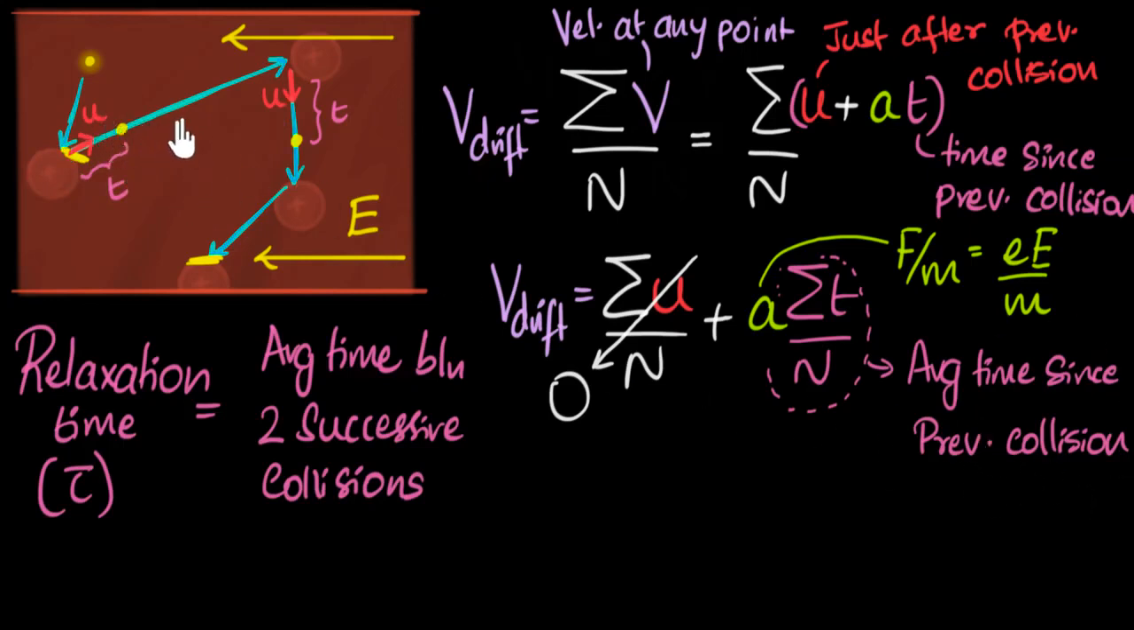In some cases, it would have gone for 4 minutes without a collision. In some cases, it would have gone 3 minutes without a collision. Some cases, it might have gone 10 minutes without a collision, rare cases. But if you add up all of that, then that will be your average time since the previous collision. And now here comes the trickiest part of the derivation. It turns out that this value, average time since previous collision, is exactly the same as the relaxation time. All right, it turns out to be exactly the same.